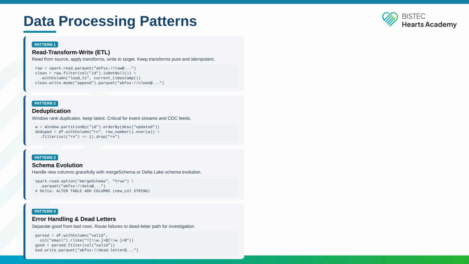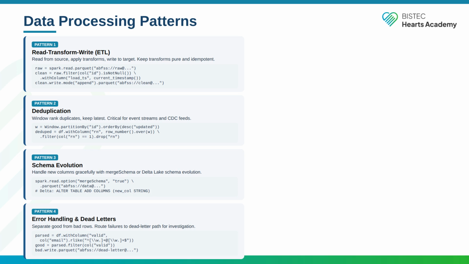Pattern 3. Schema evolution. Upstream schemas change. New columns appear, types change, columns disappear. If your pipeline breaks on every schema change, you'll spend more time firefighting than building. Delta Lake's merge schema option and alter table columns make this manageable. In Azure Databricks, you can enable auto merge at the table level.